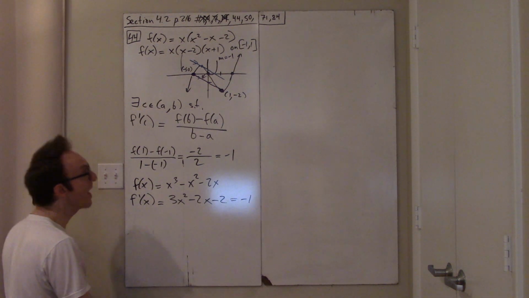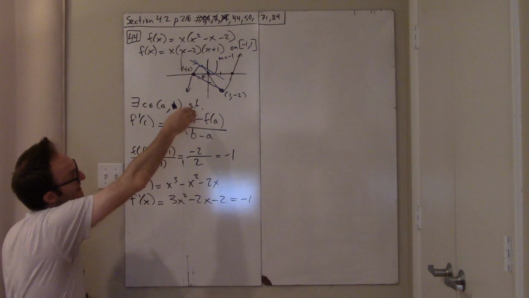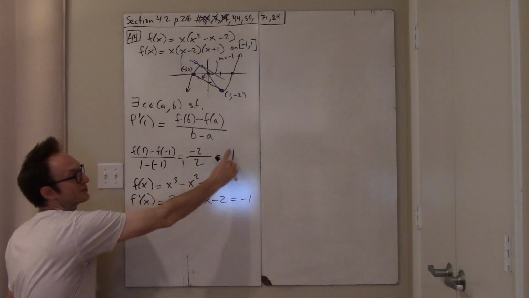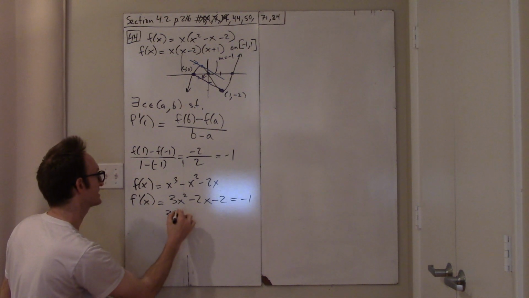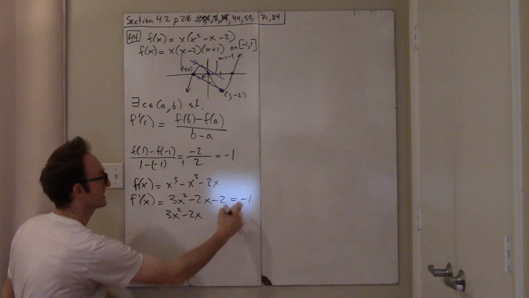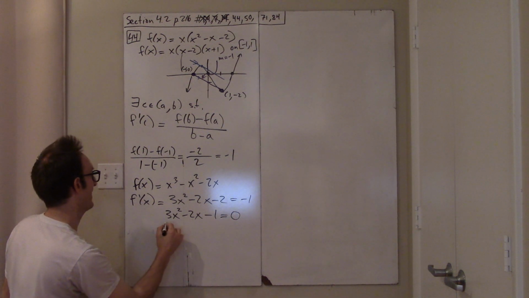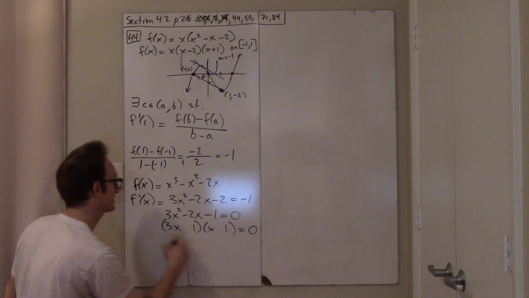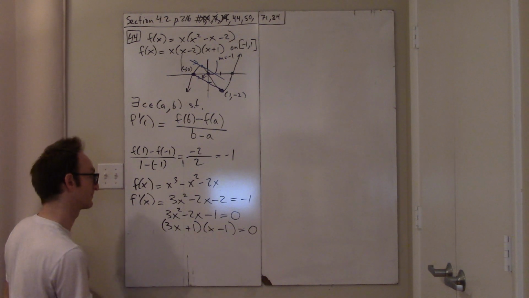Because I want to know when, if ever, on the interval negative 1 to 1, is the derivative equal to negative 1, which is the average rate of change of the function on this interval. Okay, and now we just have a quadratic to solve. So minus 2x minus 1. And does this just factor? I guess it just does, right? 3x, 1, x, 1. I'm hoping it factors. 3x squared, yeah, minus 3x plus x minus 1.